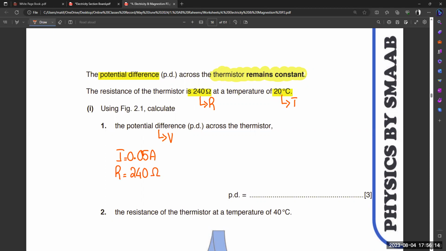T is not compulsory for our question, so we are not going to write the value. V equals I times R, Ohm's law, right? So just multiply the values and we get 12 volts.